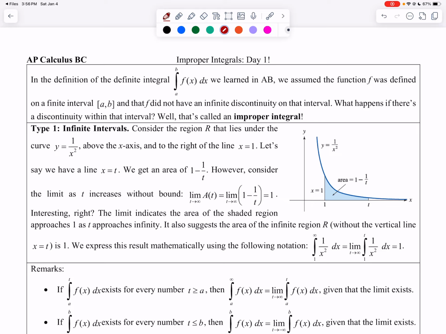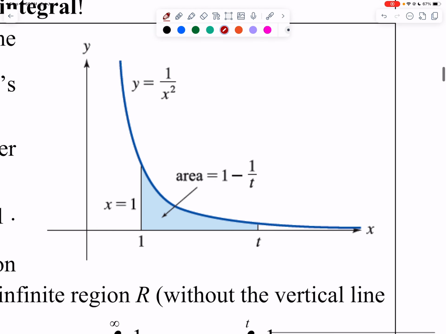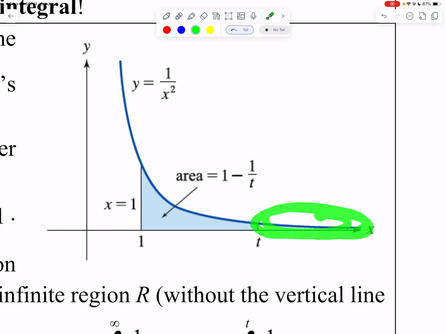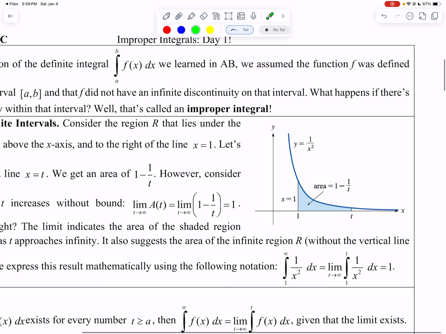just like how here with 1 over x squared, notice how we have some tiny area right here that we can't really find the area of using AB techniques. So that's why we have improper integrals.